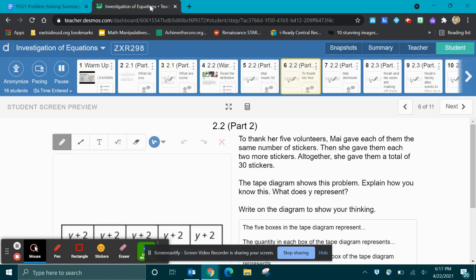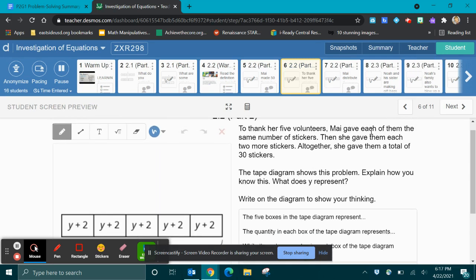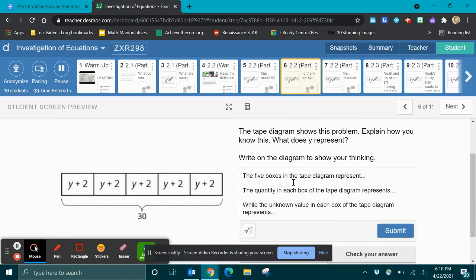In these slides, I have embedded the sentence stems into the response boxes to help the students get used to responding in complete sentences and kind of to help guide their thinking. So, for example, in this problem, they have a real-world problem here and a tape diagram that they're matching. So I used the sentence stems embedded in the response box for the students to guide their thinking on how they would explain matching this tape diagram to the real-world problem.